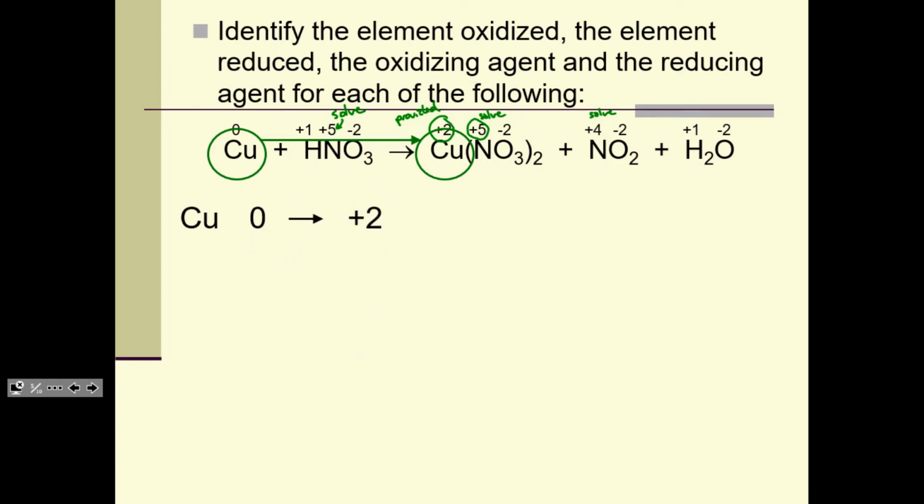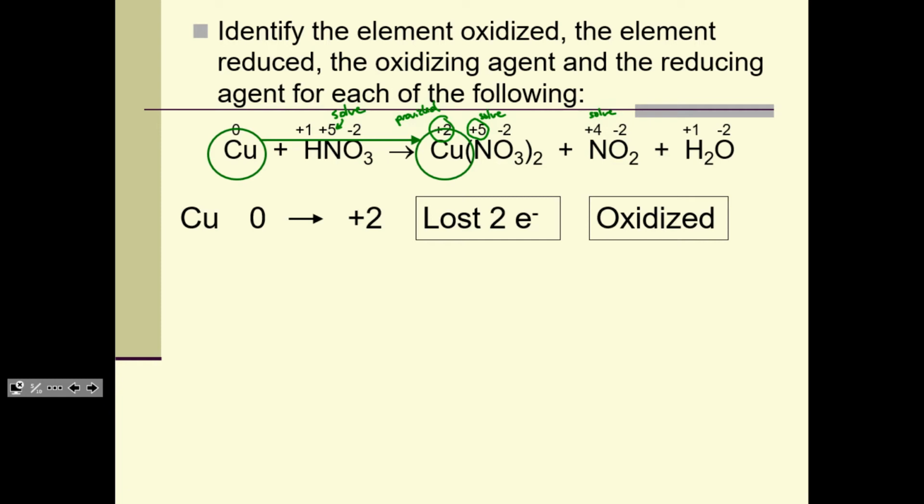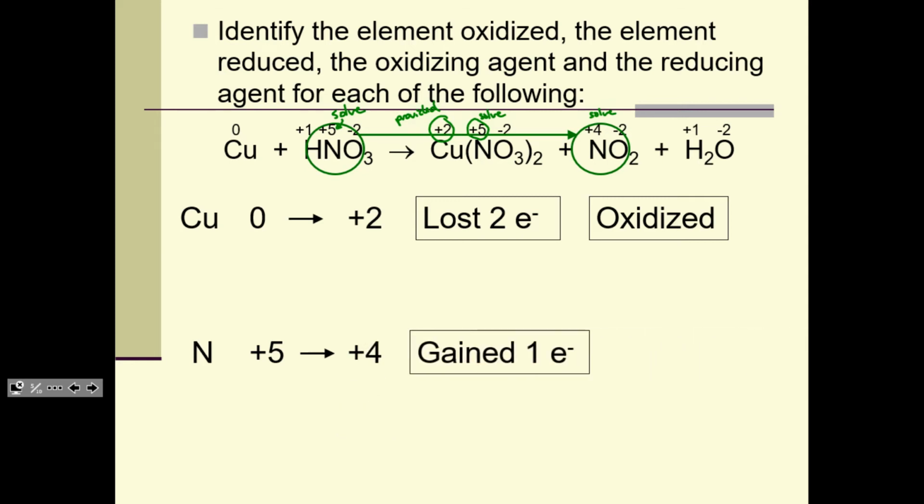And to do that, to go up in a positive number, we have to lose 2 negative electrons, which means copper has been oxidized. Nitrogen went from a +5 to a +4, which means we had to gain 1 electron there, which is reduced.